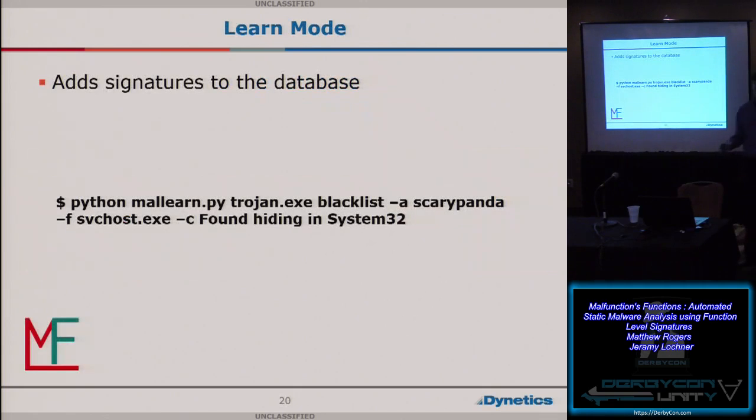So learn mode is pretty much the foundation for it, because obviously if you're scanning against, say, an empty database, there's not much information you can pull from that. So here's an example of learn being run. Here you just do python mallearn.py. Here we assume that the file trojan.exe is malicious, so we give the blacklist tag. It's written by some group called Scary Panda. The file name was, say, it's disguising itself as svchost.exe, and you can leave a comment there as well. And then it would gather the file type just by analyzing the binary.